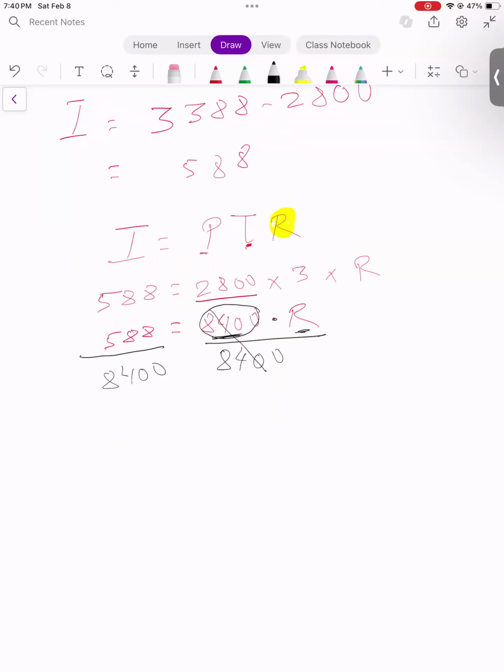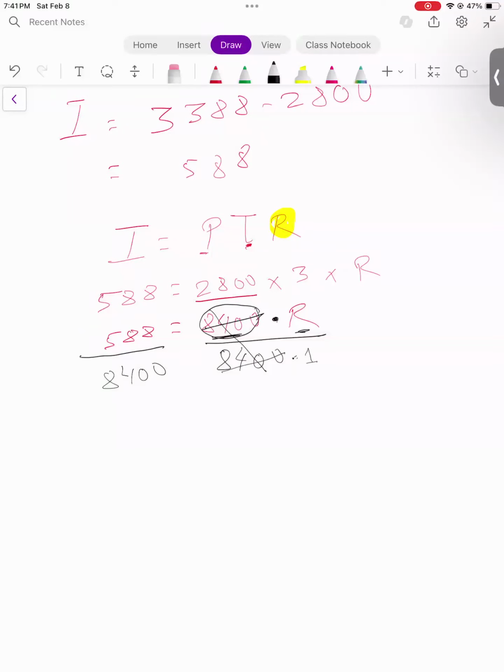So this number cancels. Now you see why we were able to cancel. We have 8400 times R in the numerator, and in the denominator we have 8400 times 1. So we have a product form in the numerator and denominator, so we can cancel this number.